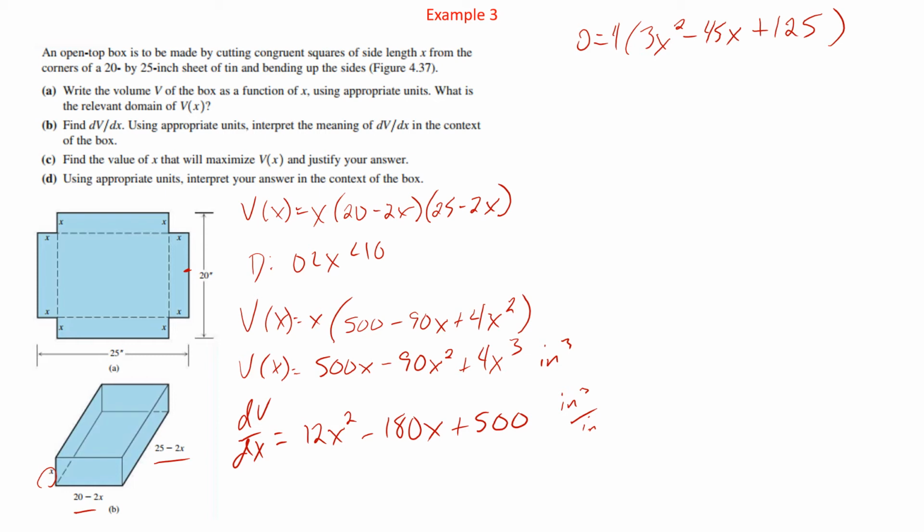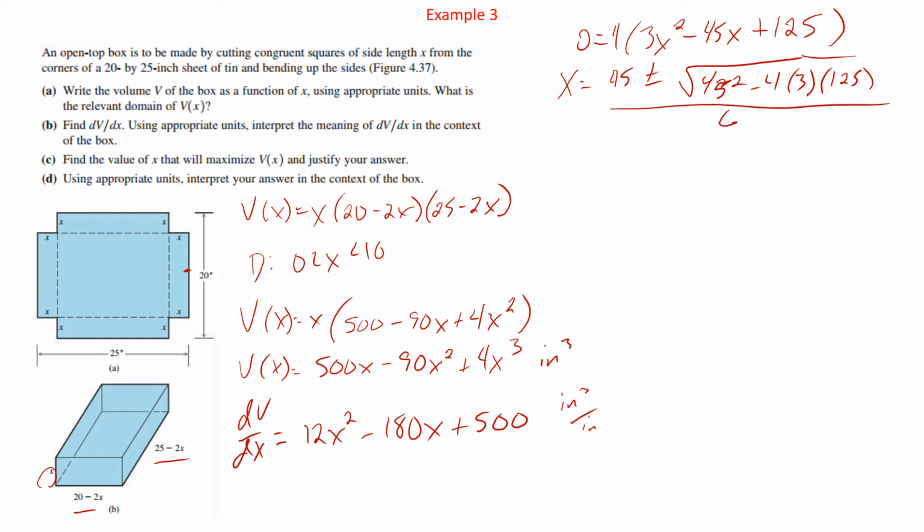But what we do have, however, is a quadratic. So we can use quadratic formula here. So we'll have x equals negative b, so that's 45, plus or minus the square root of b squared, 45 squared minus 4 times a times c, all over 2a, so 3 times 2 is 6.